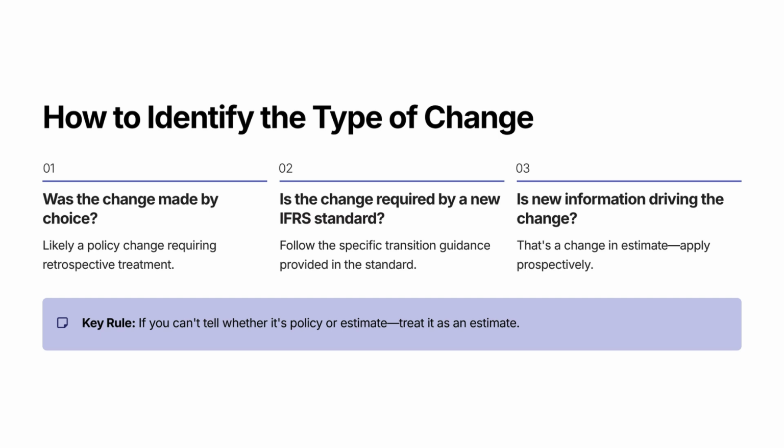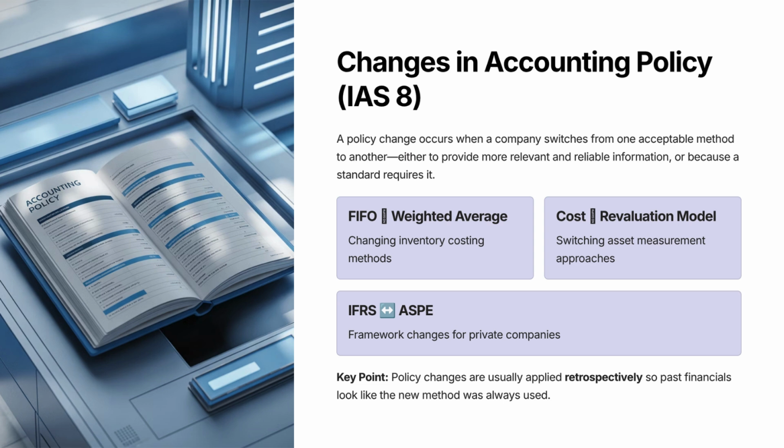2. Is the change required by a new IFRS standard? If yes, then follow transition guidance. And 3. Is new information driving the change? If yes, that's a change in estimate. Use prospective treatment. And here's a great rule to remember: if you can't tell whether it's policy or estimate, treat it as an estimate. Now that we know how to identify the change, let's go deeper into each type, starting with changes in accounting policy.